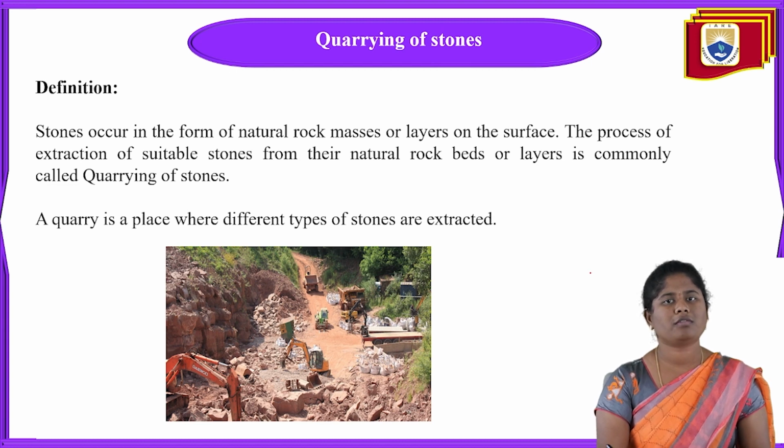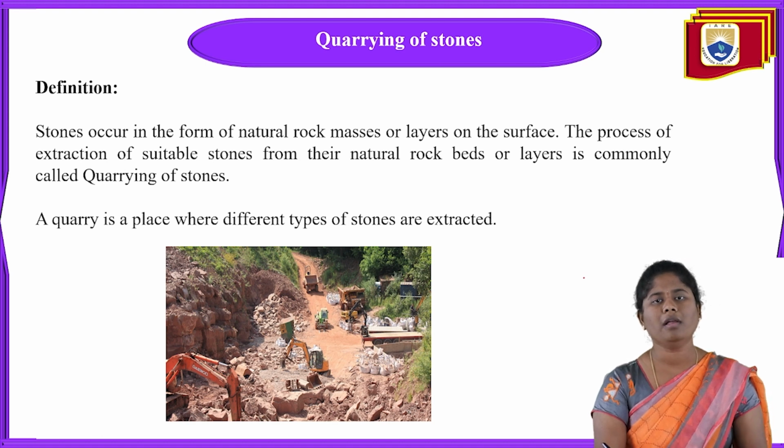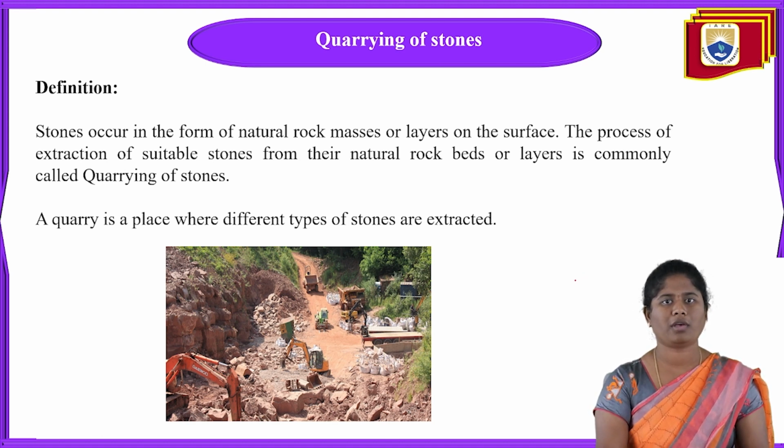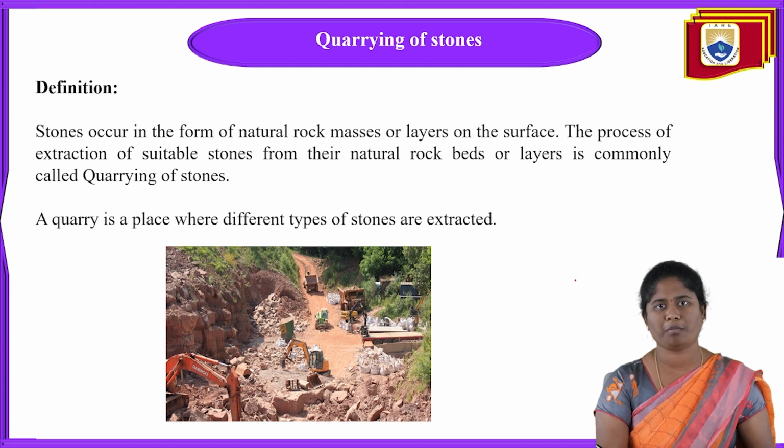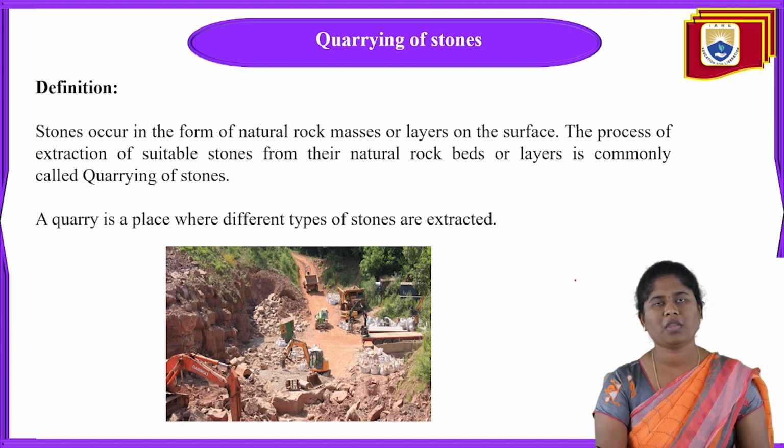In quarrying of stones, we just extract the natural stones which are present on the surface of the earth. These stones occur in the form of natural rock masses or layers on the surface. On the surface, we use some hand tools and machines to extract the stones which are well qualified for construction purposes or flooring purposes. And quarrying is a place where different types of stones are extracted.